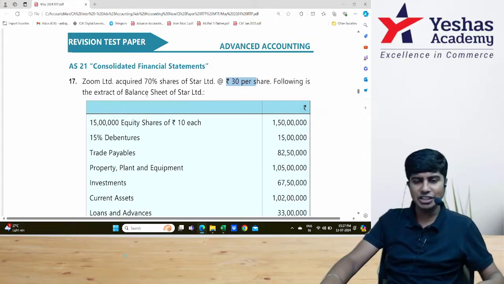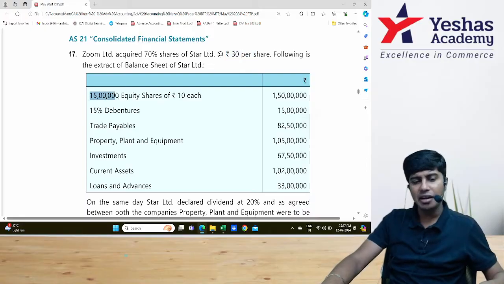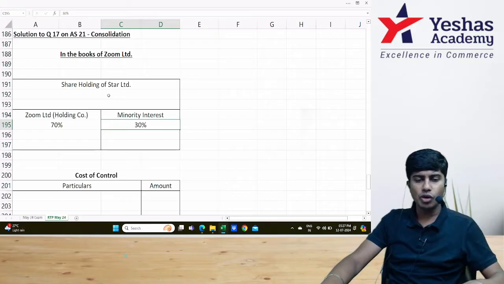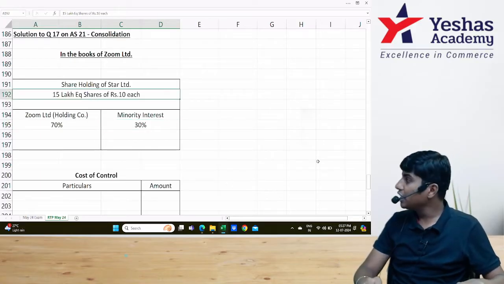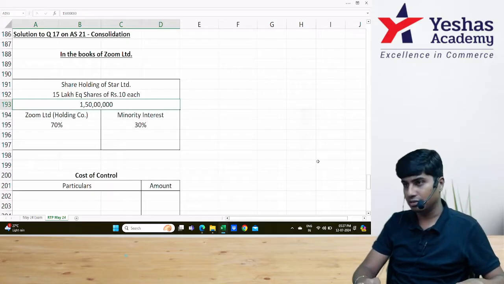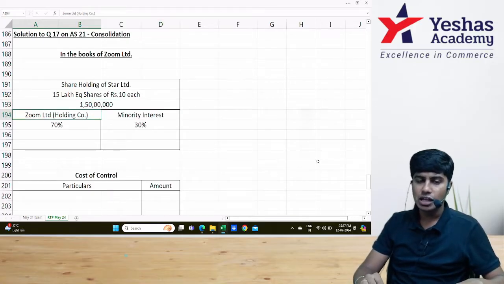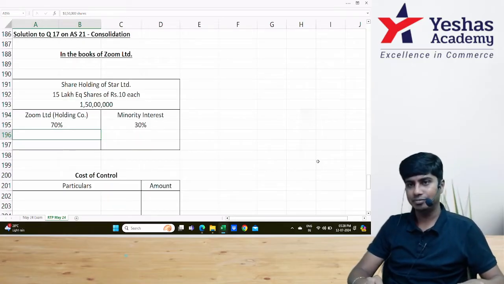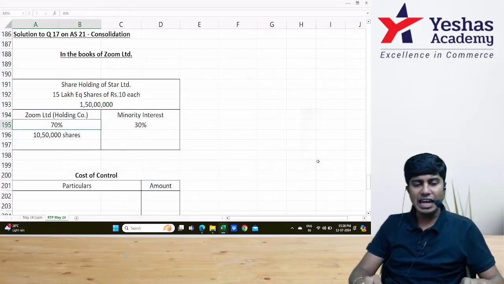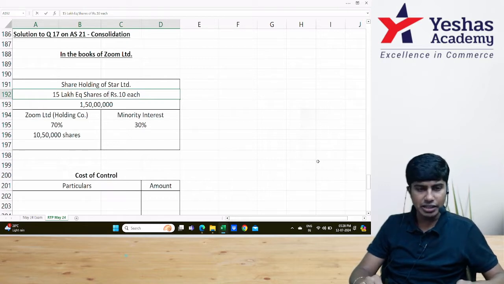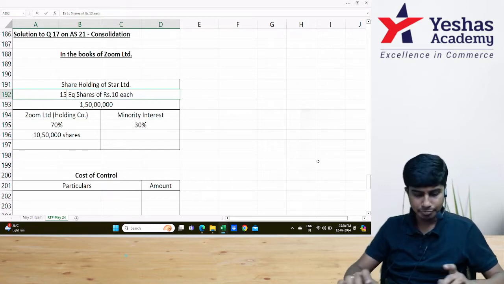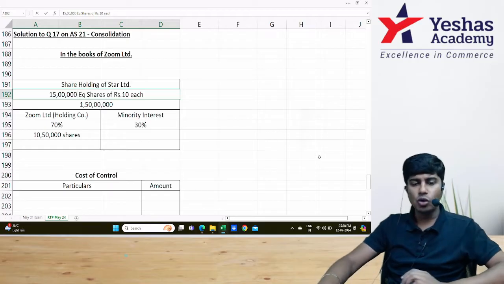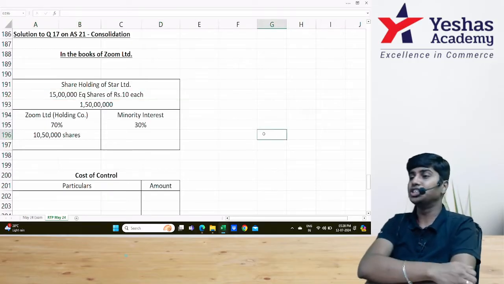Following is the extract of balance sheet of Star Limited. Star Limited had 15 lakh equity shares of rupees 10 each, coming to 1 crore 50 lakh. So what is the share capital of Star Limited? 15 lakh equity shares of rupees 10 each, 1 crore 50 lakh. So I hold 70%. How much is 70% of 15 lakh? I hold 10 lakh 50,000 shares.